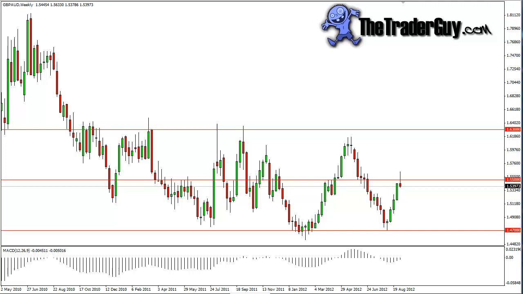And as you can see, I have the Pound Aussie weekly chart, and I have three lines in it. Some of you out there may have heard me talk about something called box trading or consolidation trading, and this is a prime example of it.